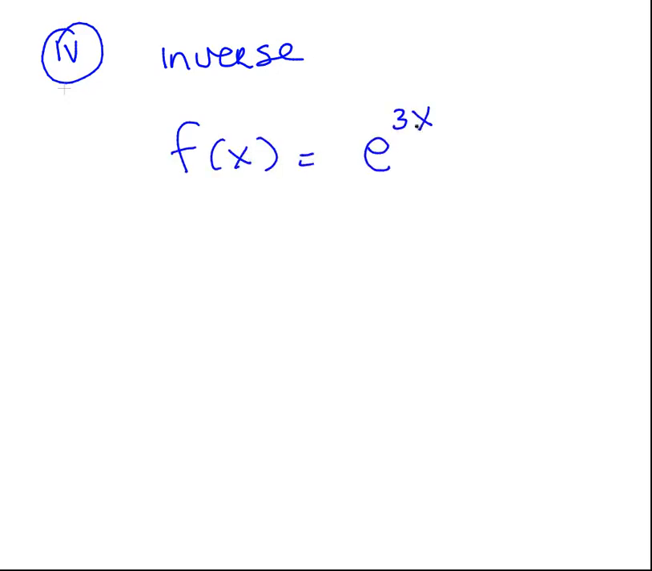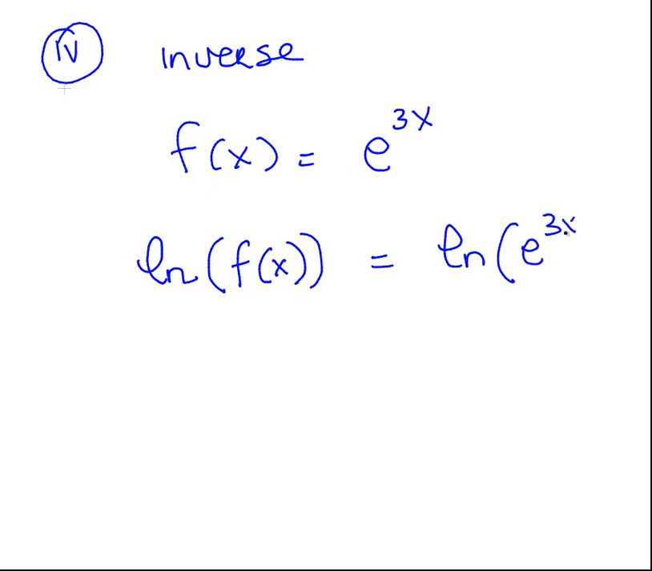So number 4 is also inverse. We are asked to find the inverse of this one here, e to the 3x. Now this is the one where the use of logarithms comes in very handy. So what I'm going to do is get the natural logarithm of both sides. Okay, so the natural logarithm of e to the 3x.